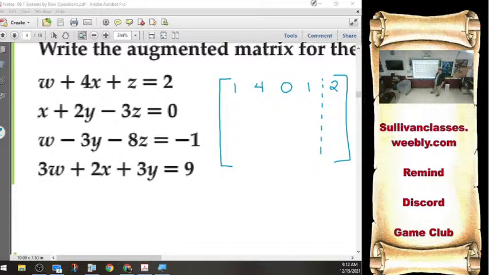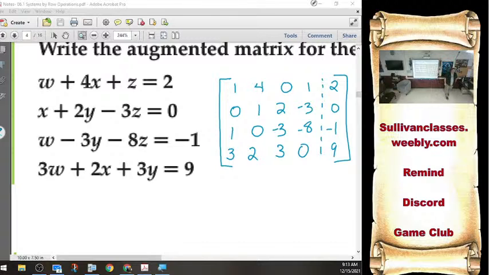WXYZ, when there is no W, is 0 W's, 1 X, 2 Y's, negative 3 Z's, 0. 1 W, no X's, negative 3 Y's, negative 8 Z's, negative 1. 3 W's, 2 X's, 3 Y's, no Z's, 9. That is our matrix.